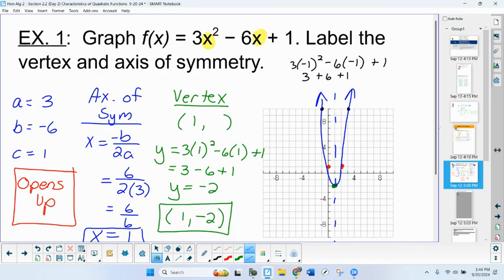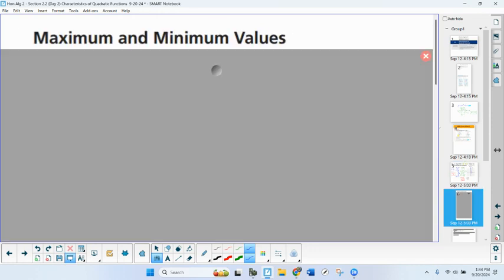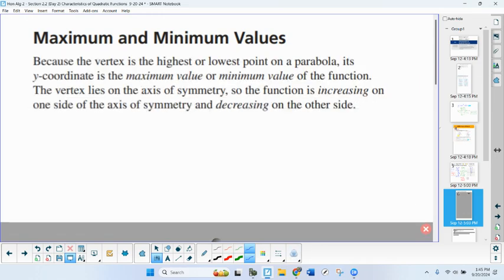Standard form. If I have a graph that opens up, the arrows go up. So does it have a maximum value? No, because it goes up forever. So it would have a minimum value. If I have a parabola that opens down, it would have a maximum value. Okay? So if we have y equals x squared, that would just be this parabola here.